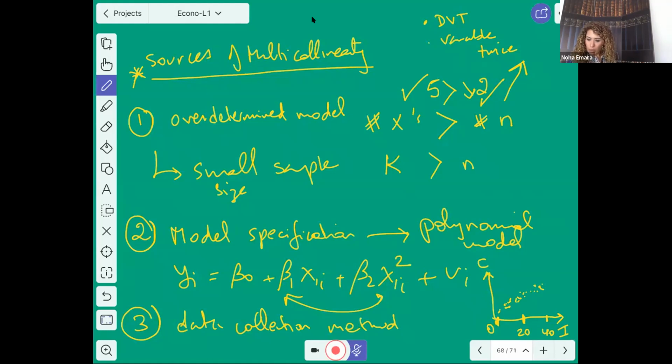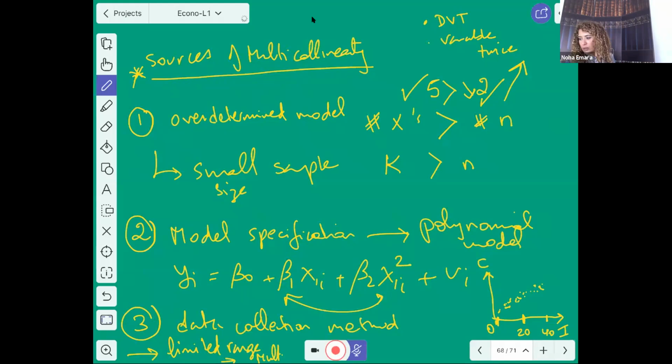Okay, so the data collection method: if you have a limited range, then definitely you have a multicollinearity problem. So try to widen your range, right? Don't use a limited range of observations, okay? So that you try to avoid any possible multicollinearity.